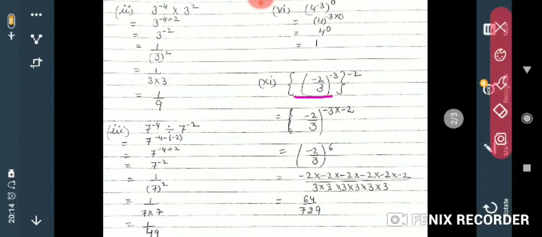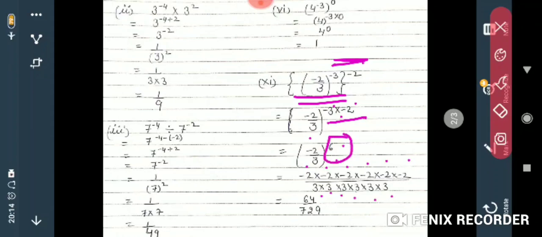Next question. Minus 2 by 3 in brackets, the power is minus 3, then the power is minus 2. So both powers get multiplied. Minus 2 by 3, minus 3 multiplied by minus 2. So 3 multiplied by 2 is 6, and minus minus is plus. Okay. So minus 2 will be multiplied 6 times. 1, 2, 3, 4, 5, 6. Similarly, 3 will be multiplied 6 times. 1, 2, 3, 4, 5, 6.